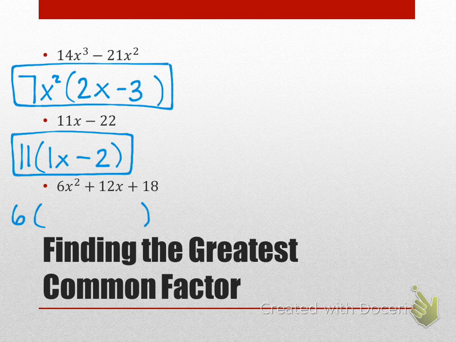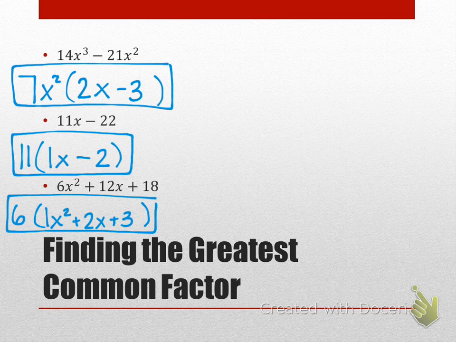6 divided by 6 is 1, and I leave it x squared. 12 divided by 6 is 2, and I leave it x. 18 divided by 6 is 3. Final answer.